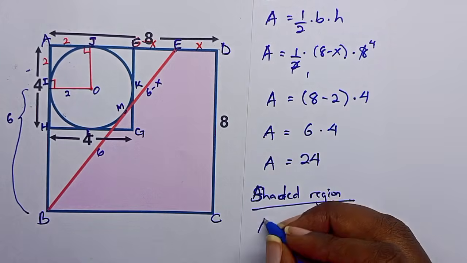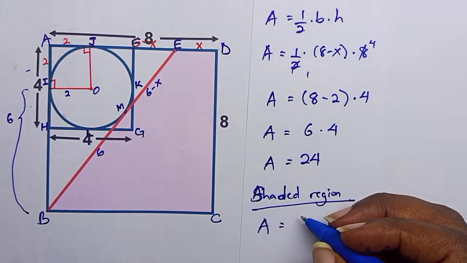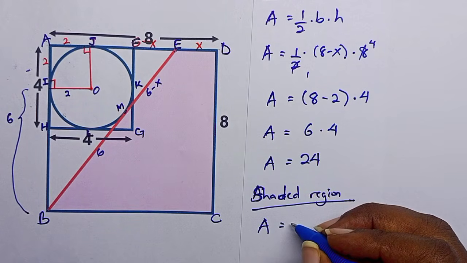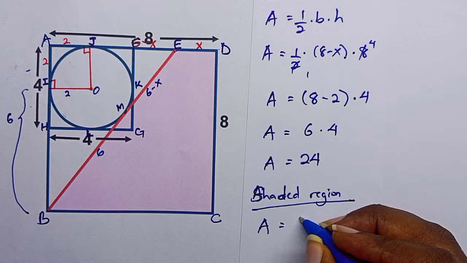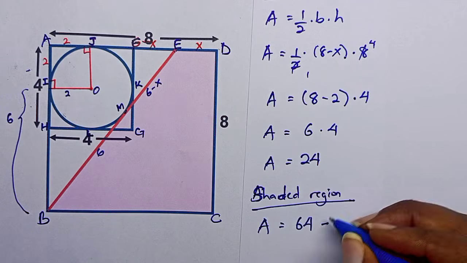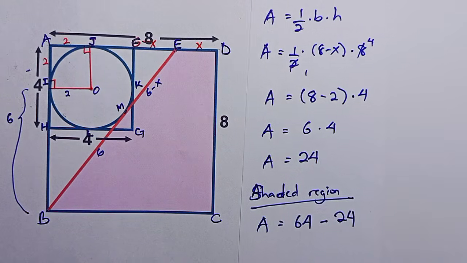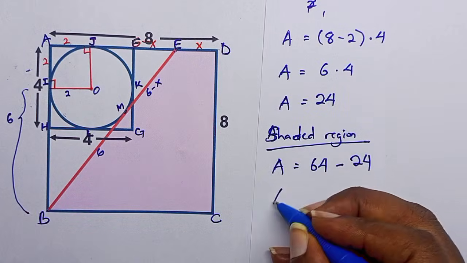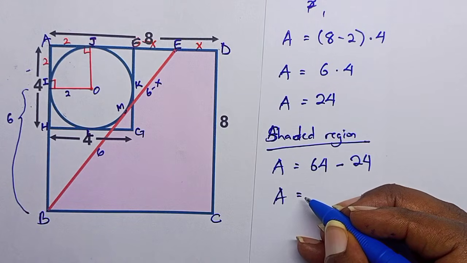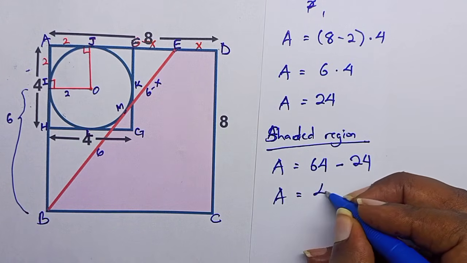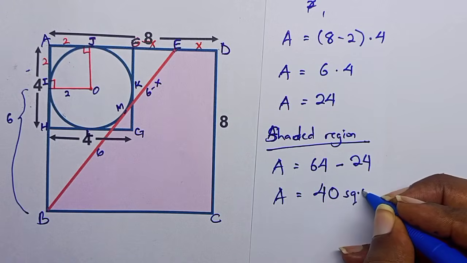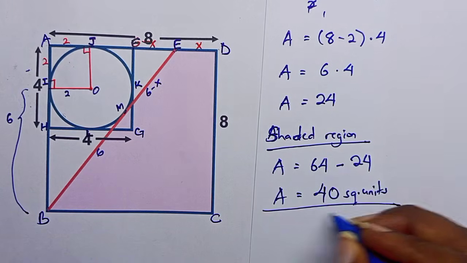So remember we said shaded region area is area of square minus area of triangle. So we've got area of square as 64 and area of triangle as 24. Okay, therefore our area of the shaded region is 40 square units.